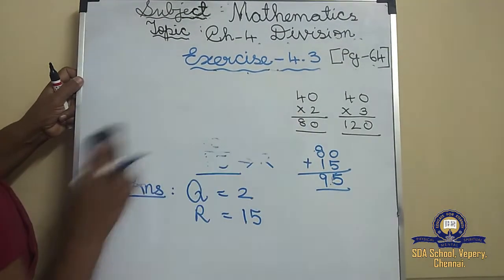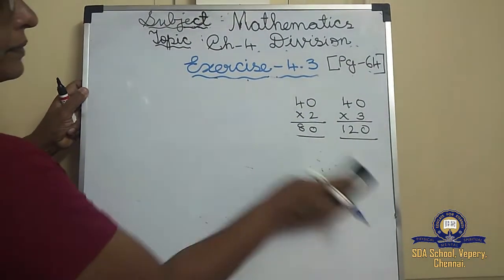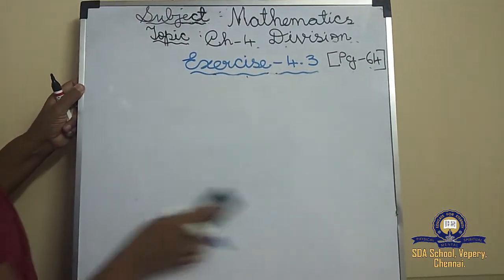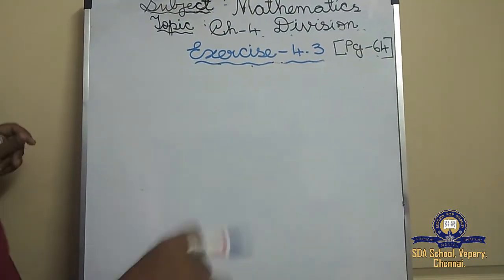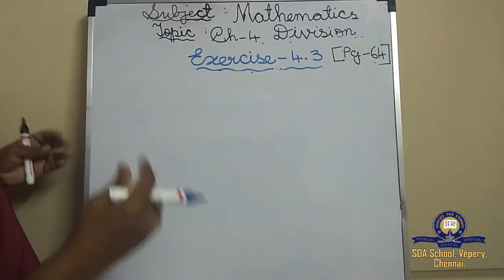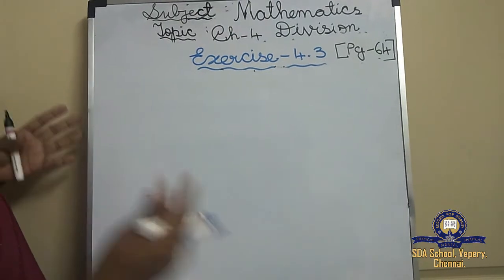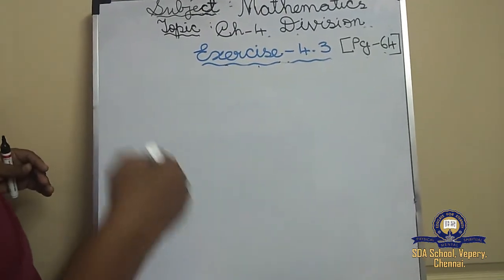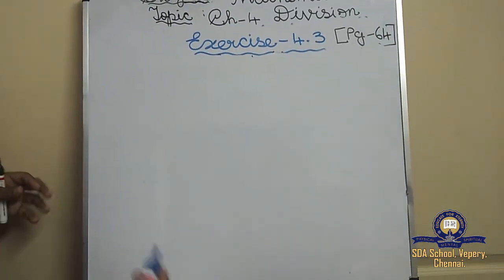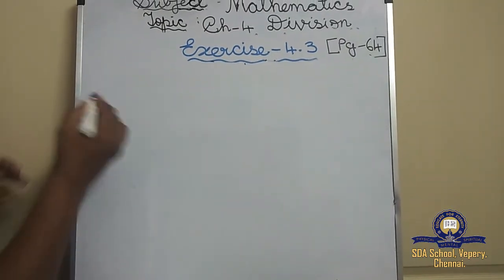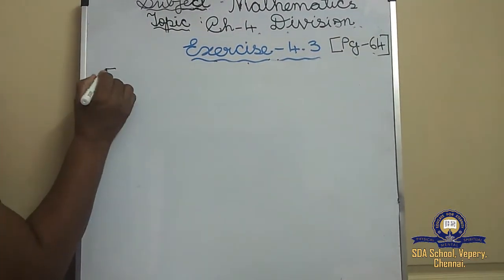Okay, children, we will move on to the fifth sum. See, don't get confused. If you go on practicing in the rough note, it will be very easy. You should not just read. You have to do it and practice in the rough note. Otherwise, it's very hard. Understood, children? Okay, we'll go to the fifth one.